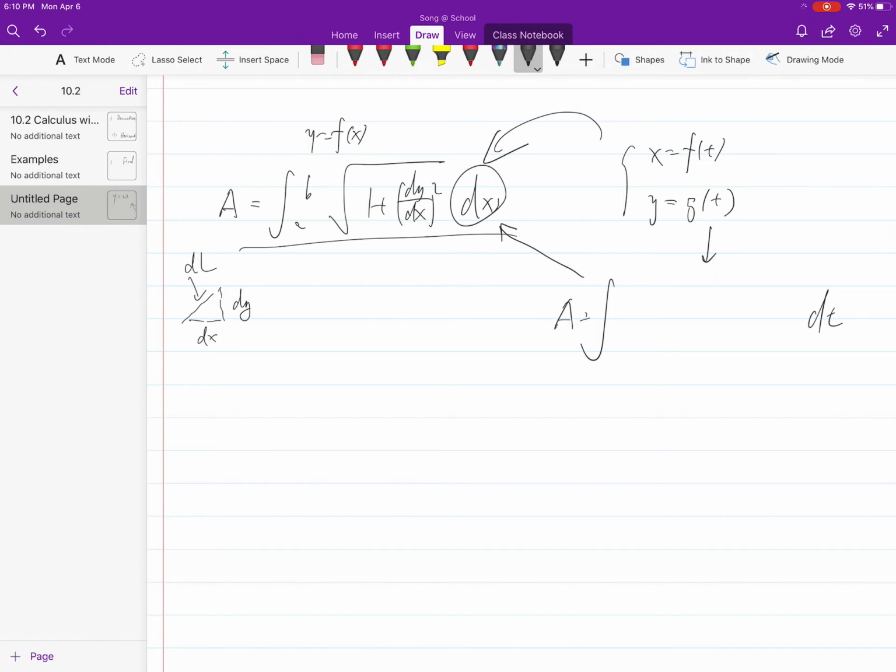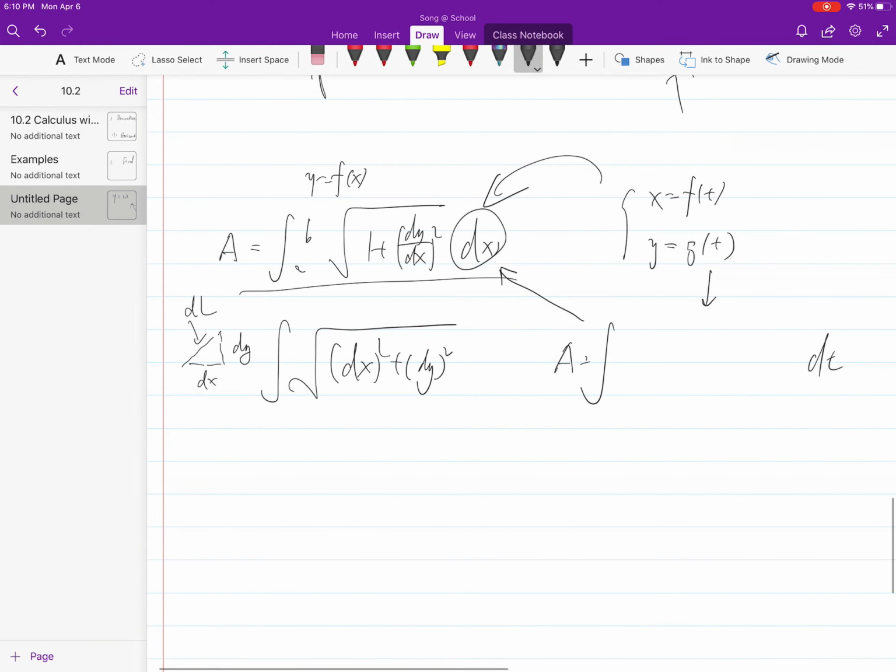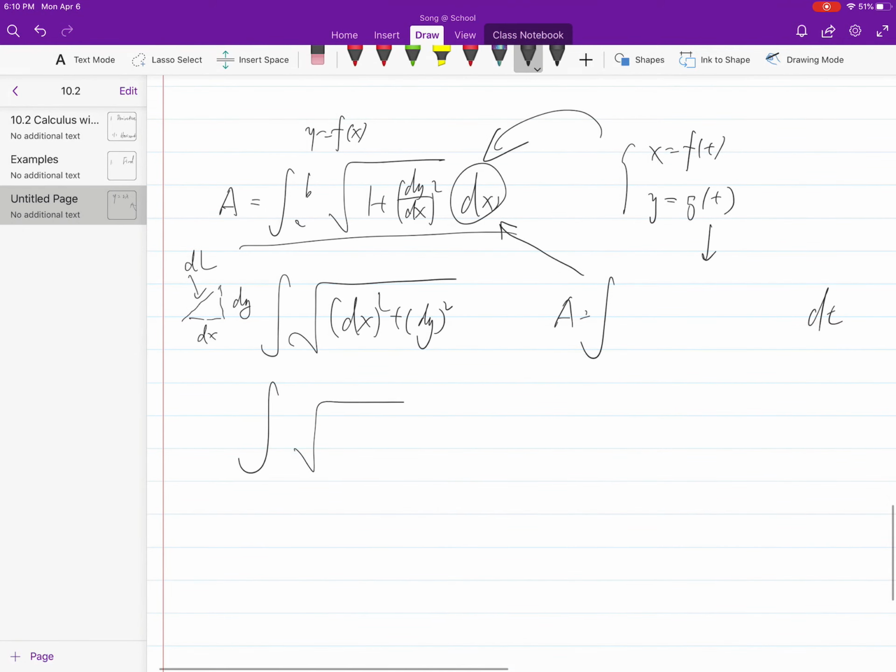Then we start to realize, okay, if you really need to think about where this comes from, we have this dy over dx. This is the arc length. So it comes from the square root of dx squared plus dy squared. And then how did you get dx again? That's when I factor out a dx. And then this one is going to have a dx squared. This one is going to have a dy over dx squared.